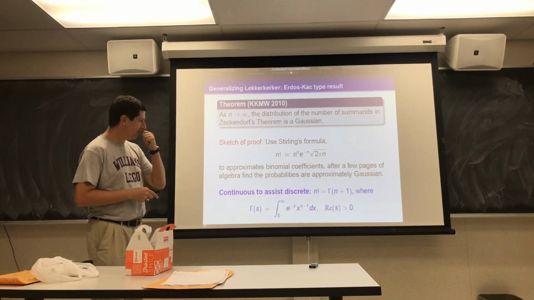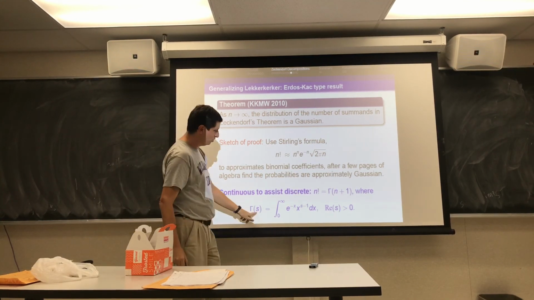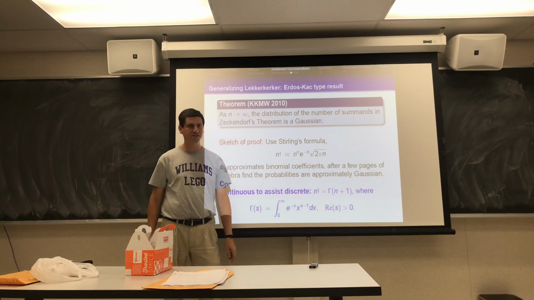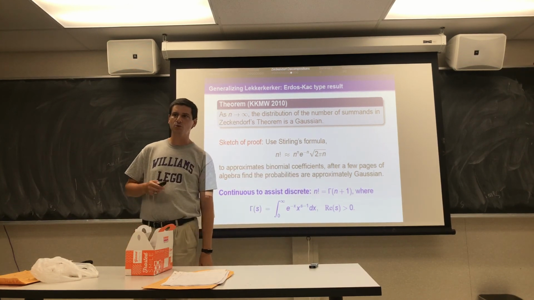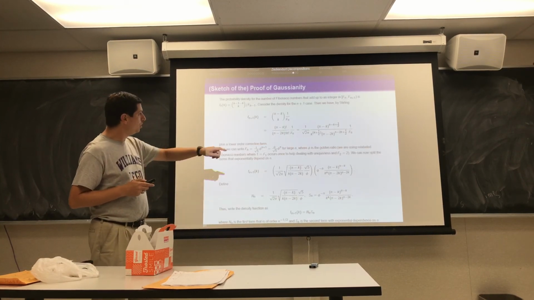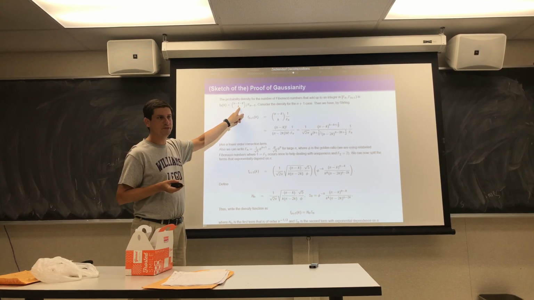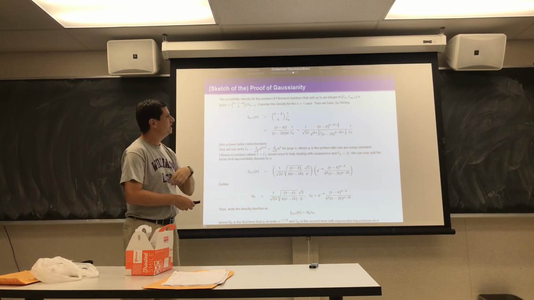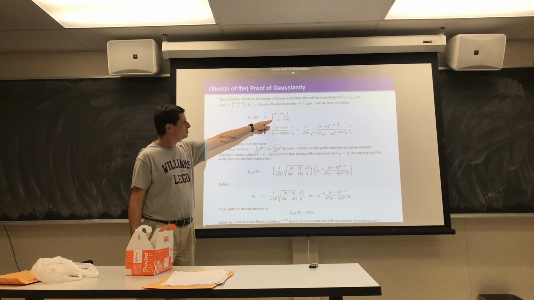Alright, so I will end with a proof that this converges to a Gaussian. We've talked about the gamma function, which generalizes the factorial function. n factorial is about n to the n, e to the minus n, square root of 2 pi n. We know that the number of numbers that have exactly k summands is given by this binomial coefficient. It turns out it's a little bit easier to look at having n plus 1, not n.